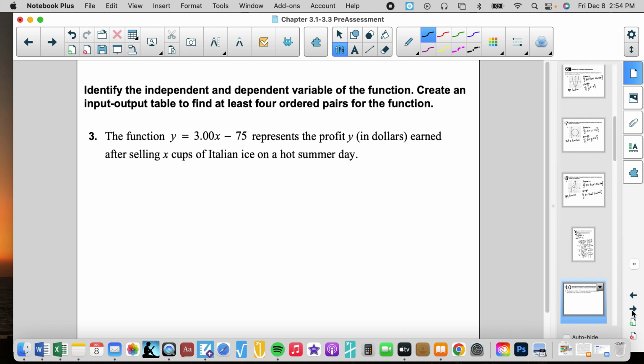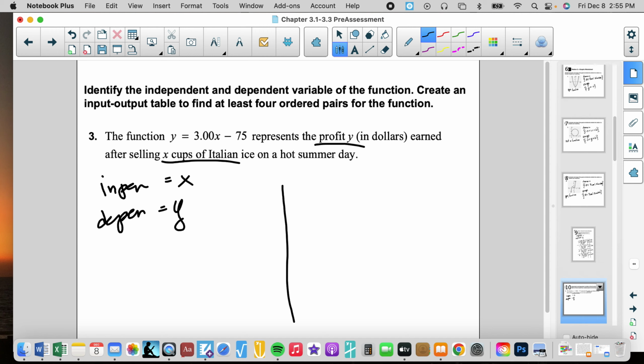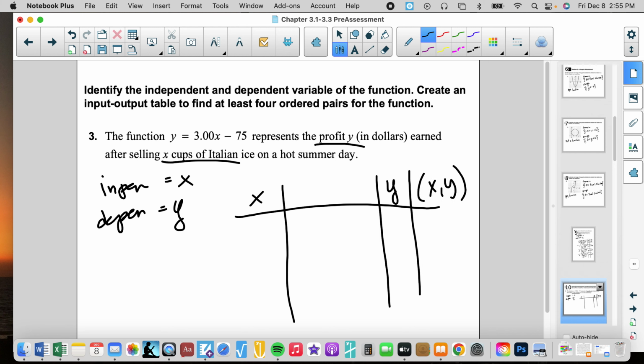Okay, so independent, dependent. The independent variable is going to be x, and the dependent is going to be y. What does x represent? x is the number of cups of Italian ice, and y is the profit. Okay, so let's do this again. Let's input, output. Input x, y, and then we get x, y as our solution. Our formula is y equals 3x minus 75.